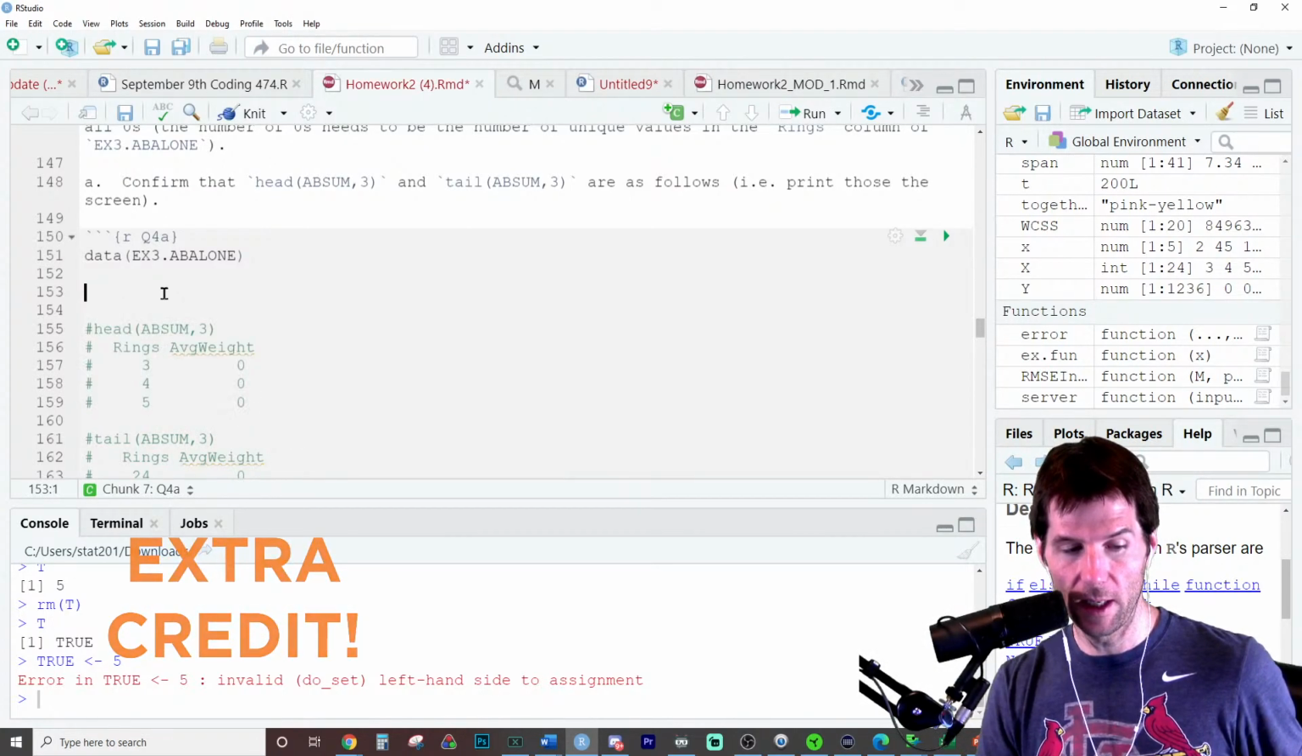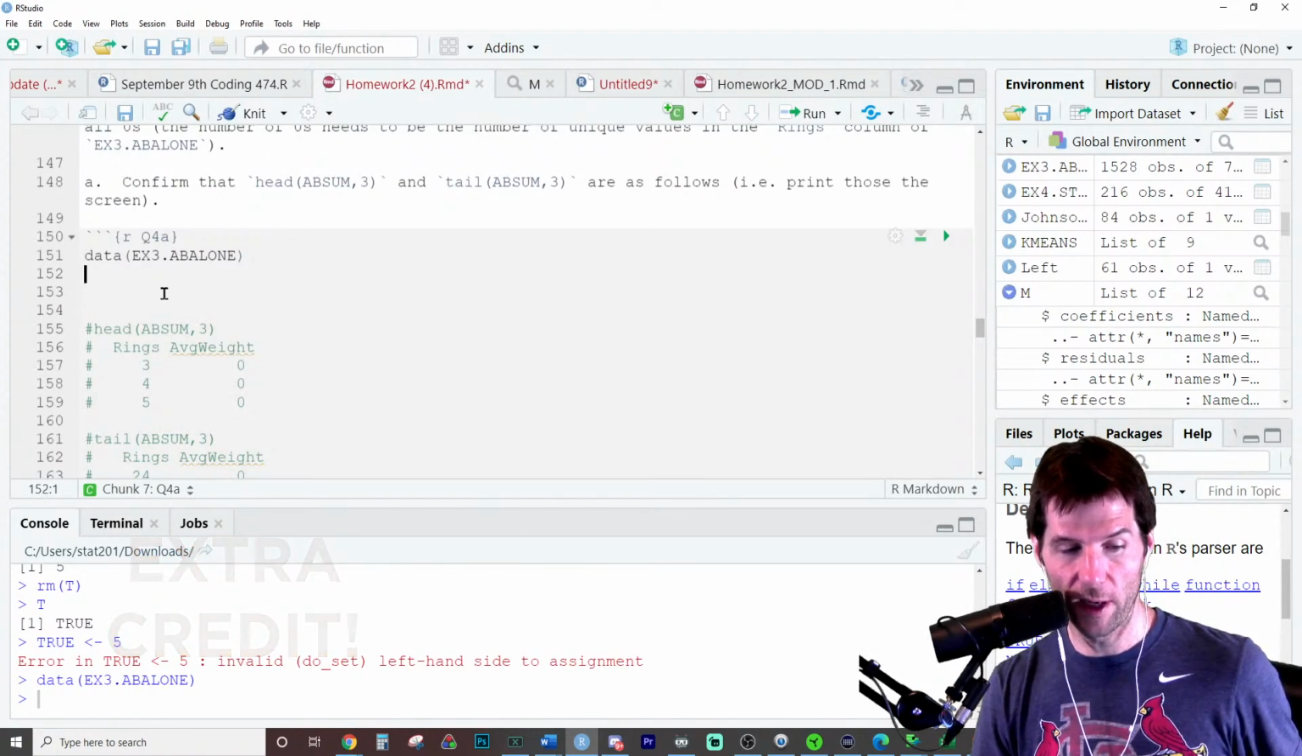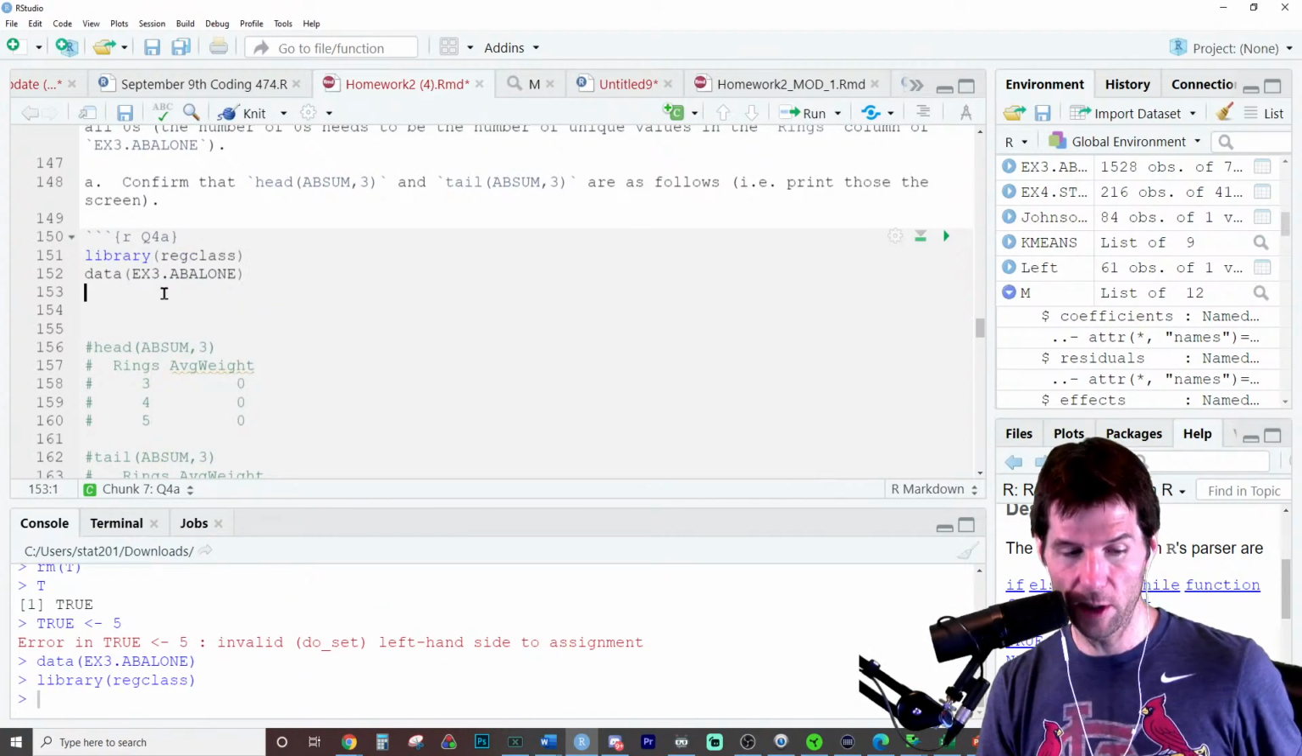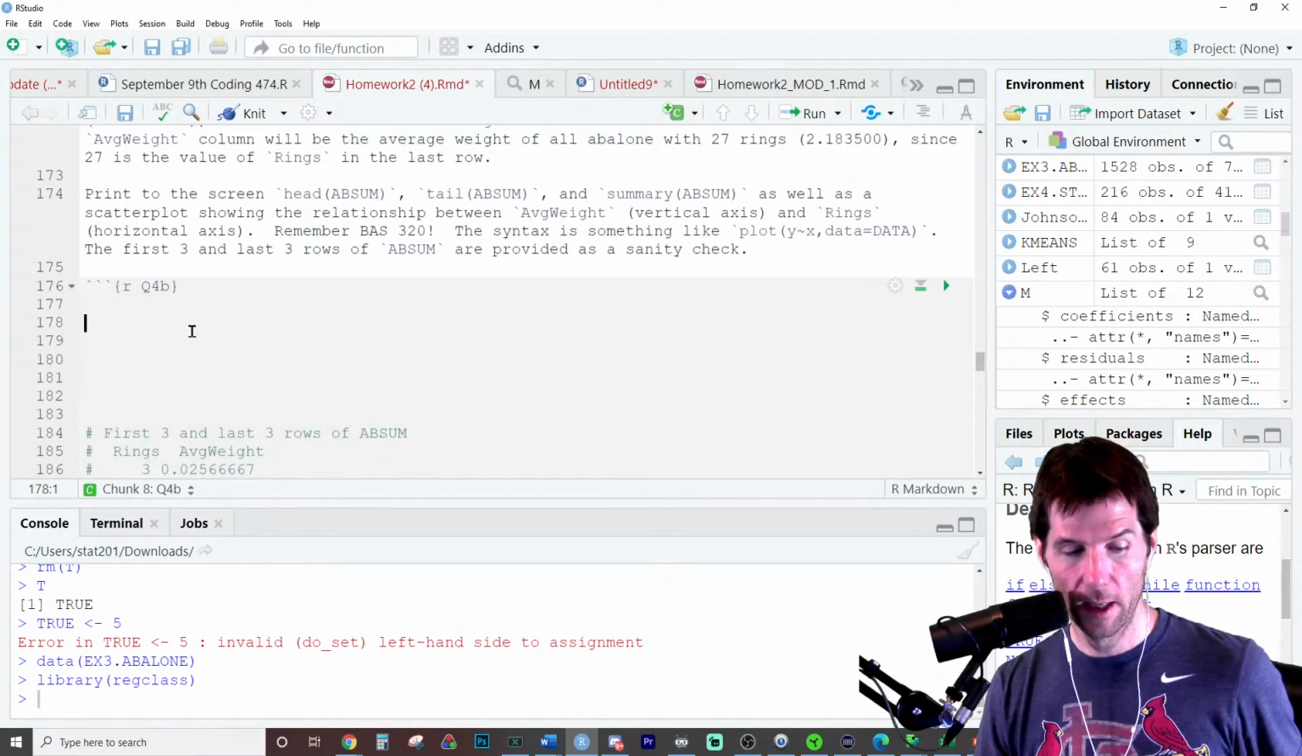And we want to load the EX3 Abalone dataset. Make sure you have reg class currently loaded up. And so we can get a quick check on everything. We're going to go down here. And the way to do it, don't print this to the screen.